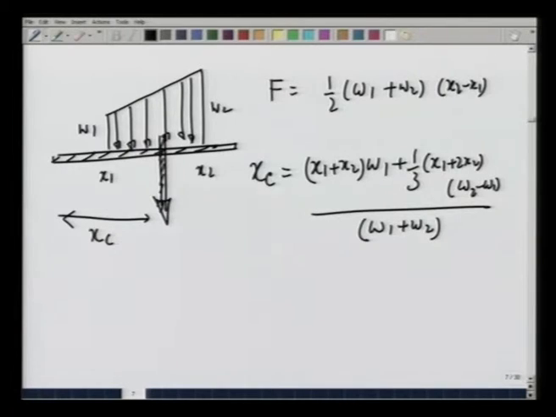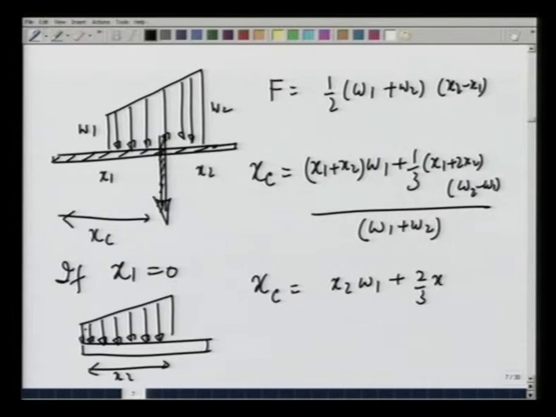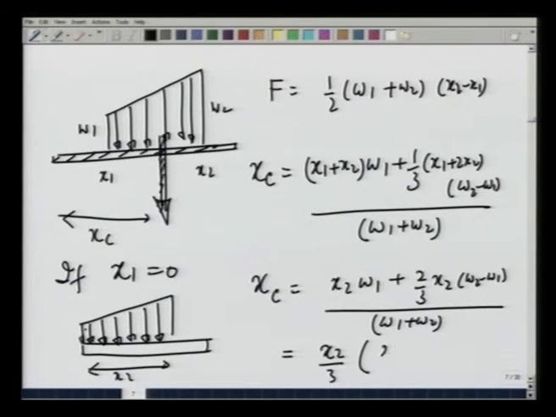If I take x 1 to be 0, that is, the load starts right here, and goes up to x 2, then the centroid comes out to be x 2 W 1 plus 2/3 x 2 (W 2 minus W 1) divided by W 1 plus W 2, which is nothing but x 2 over 3 times (2 W 2 plus W 1) divided by (W 1 plus W 2). So, that is the example for trapezoidal loading.